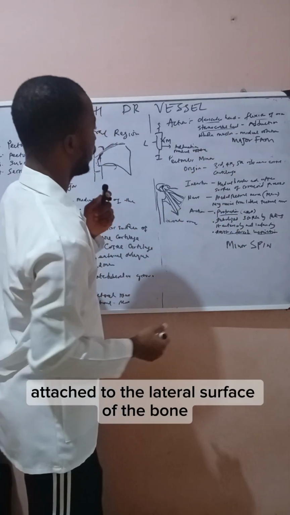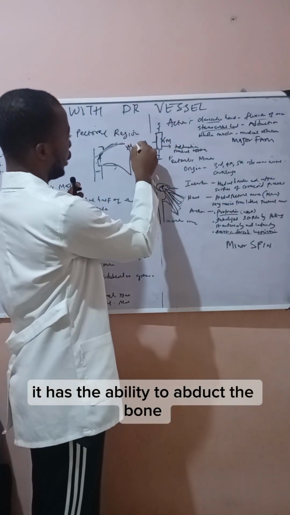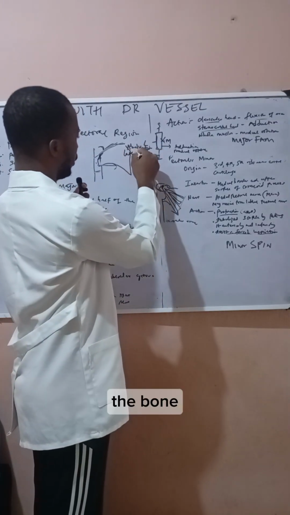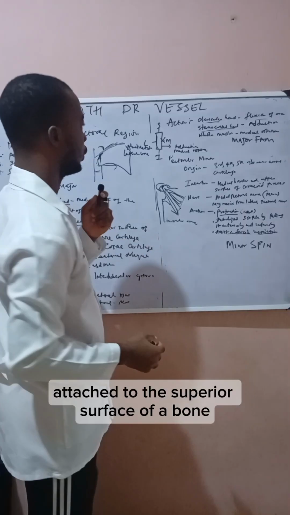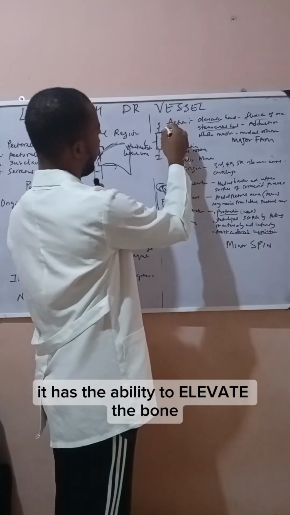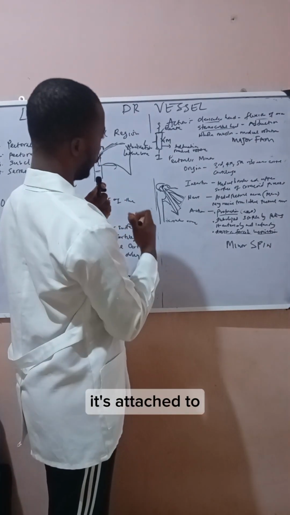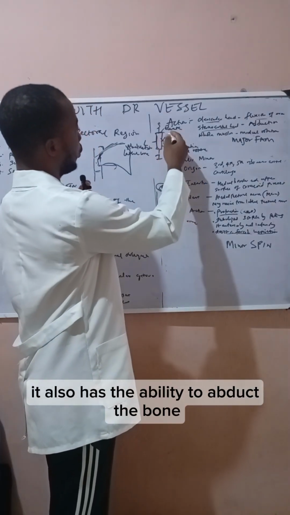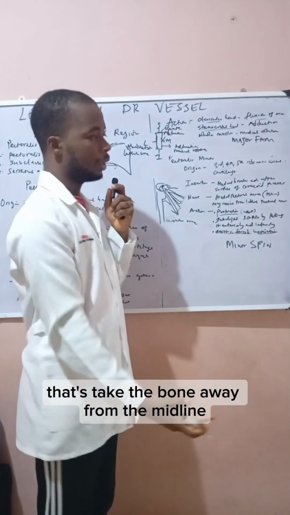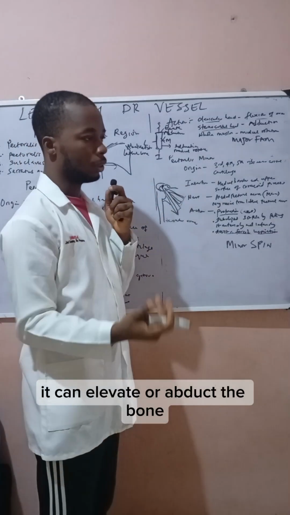If the muscle is attached to the lateral surface of the bone, it has the ability to abduct the bone, and it also has the ability to laterally rotate the bone. If a muscle is attached to the superior surface of a bone, it has the ability to elevate the bone, and depending on the aspects of the superior surface it is attached to, it also has the ability to abduct the bone, that's take the bone away from the midline, depending on the aspect. If it is attached to the superior surface, it can elevate or abduct the bone.